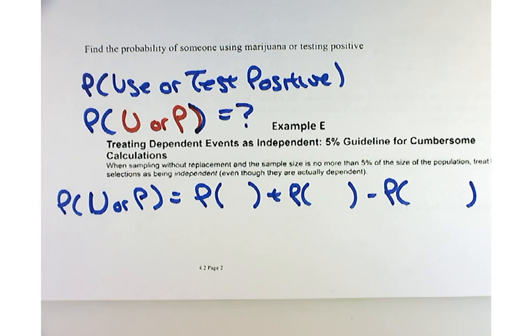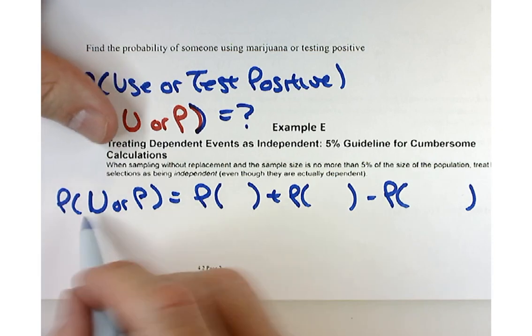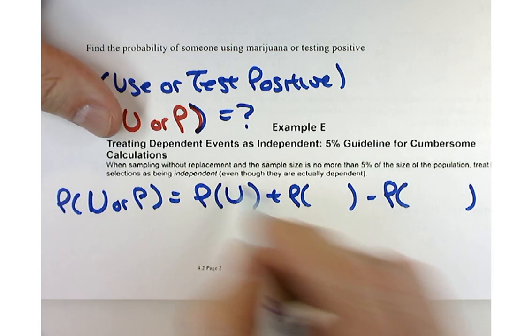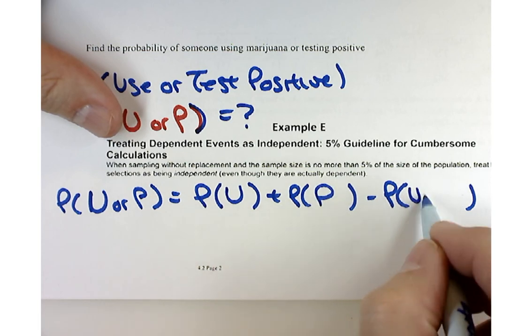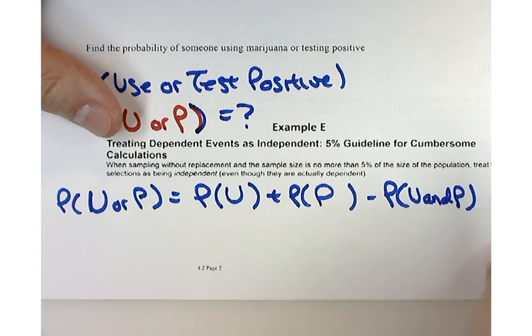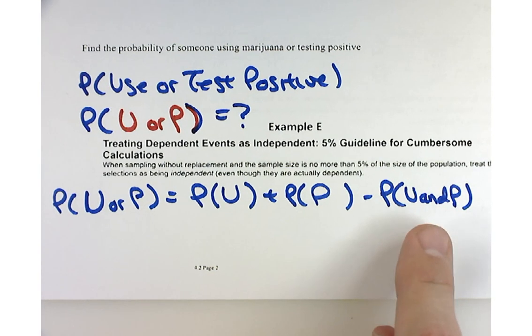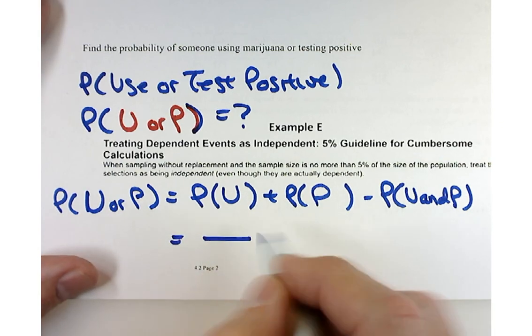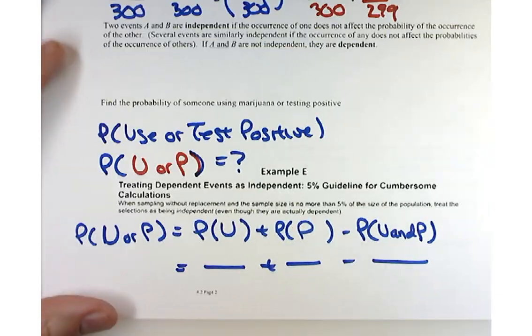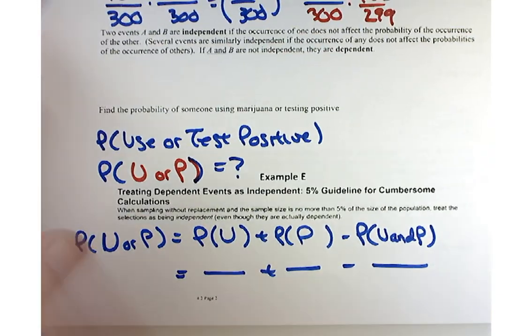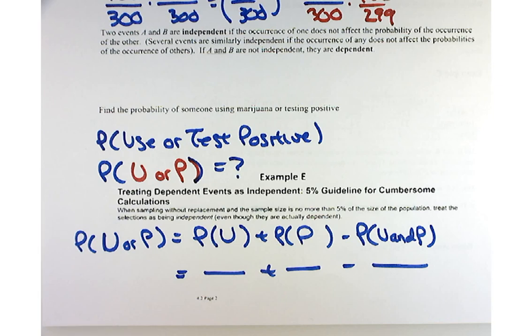Let's fill in the symbols first. Haley, what symbols can I fill in here? Probability of U, plus probability of P, and then we can subtract the probability of U and P. So you're looking for their intersection. Try and fill in some of those probabilities. It's the last one in particular that is going to be a little bit challenging, but think about what that is. Users and testing positive.